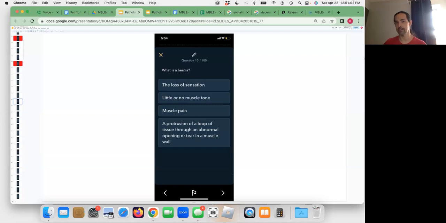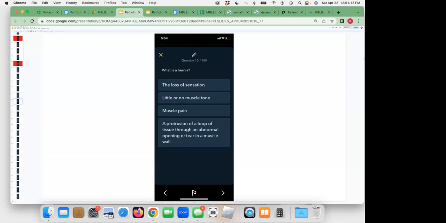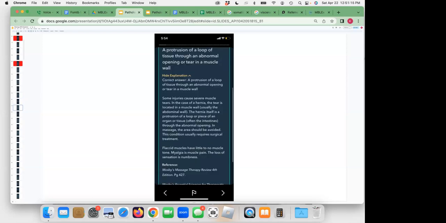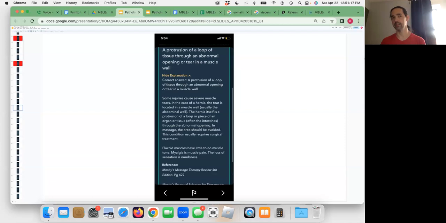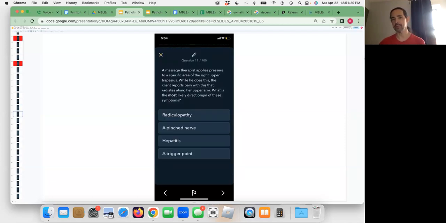What is a hernia? The loss of sensation, little or no muscle tone, muscle pain, or a protrusion of a loop of tissue through an abdominal opening or tear in a muscle wall. Protrusion of loop of tissue through abdominal. Correct. D.